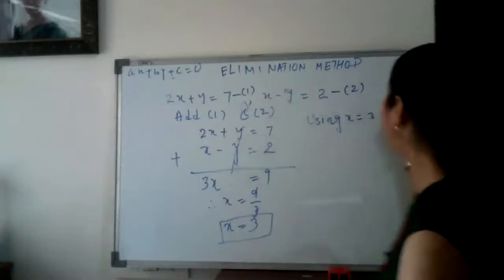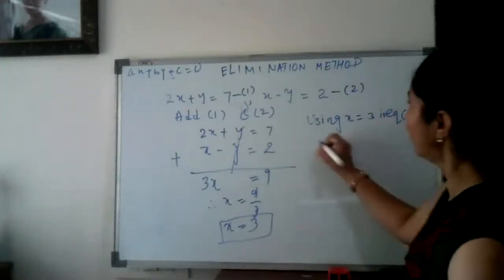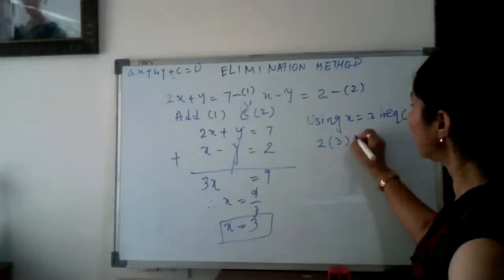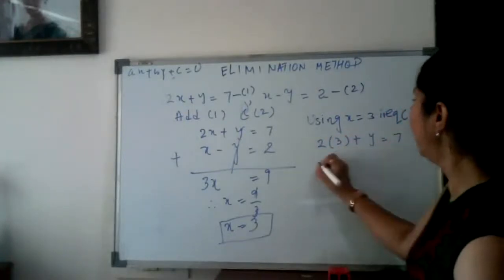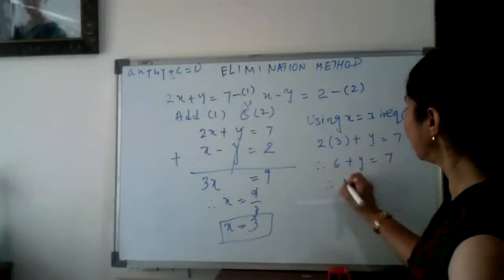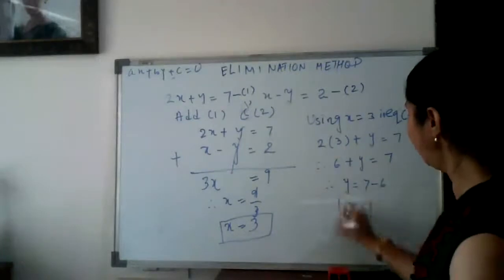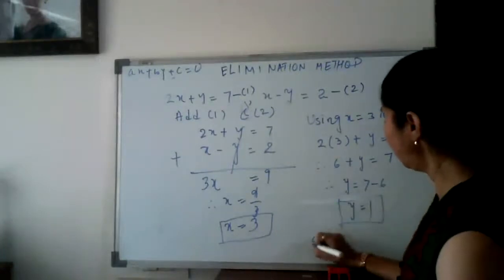If I'm using equation 1, in equation 1, what do I get? 2 into 3 plus y is equal to 7. And therefore 6 plus y is equal to 7. And that is y is equal to 7 minus 6. That is y is equal to 1. So we get the solution.